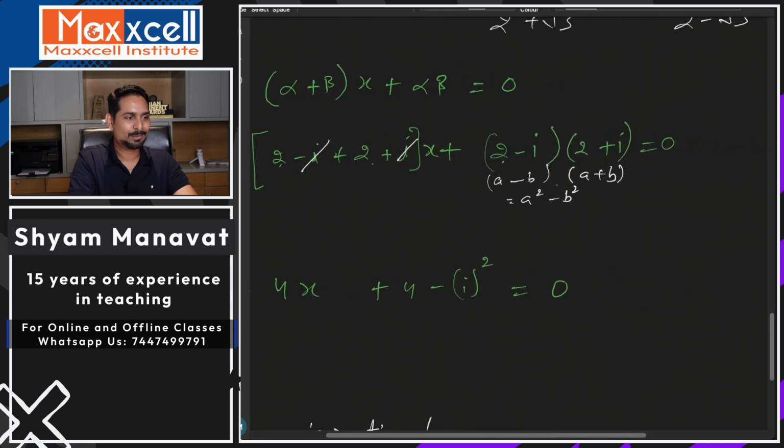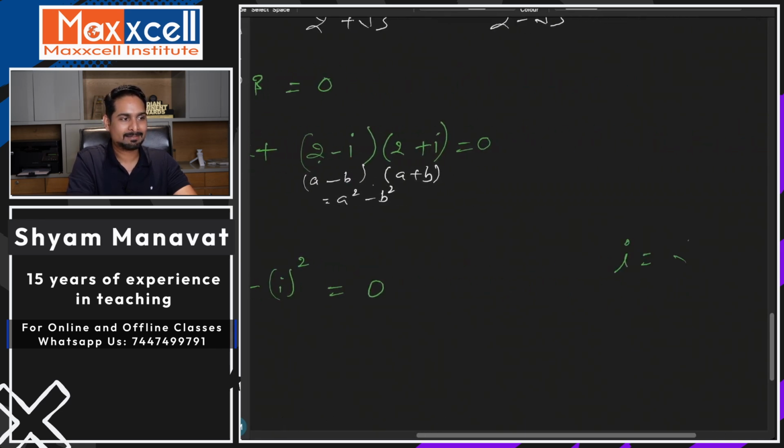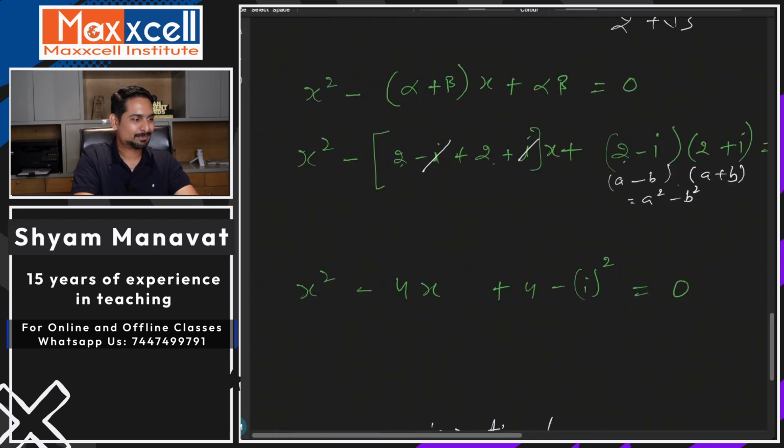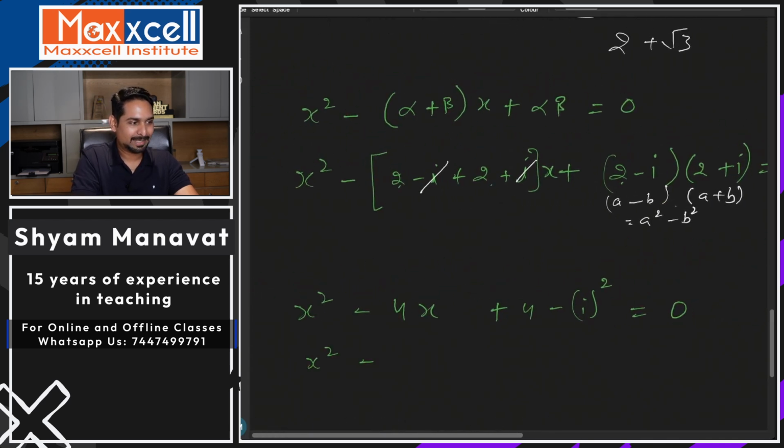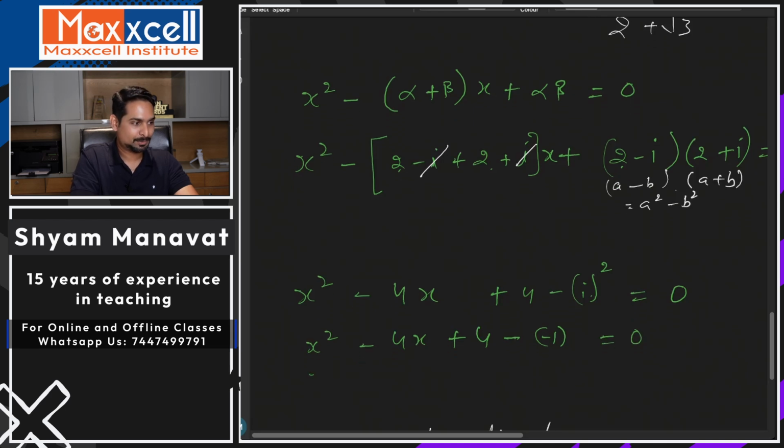Do you remember the value of i? The value of i is the square root of minus 1. So what will i square be? Apply square on both sides. i square will be minus 1. What do you have here? x square minus 4x plus 4 minus of minus 1, since i square is minus 1, equals 0. Minus minus will become plus. You have x square minus 4x, 4 plus 1 will become plus 5 equals 0. And this is your answer.